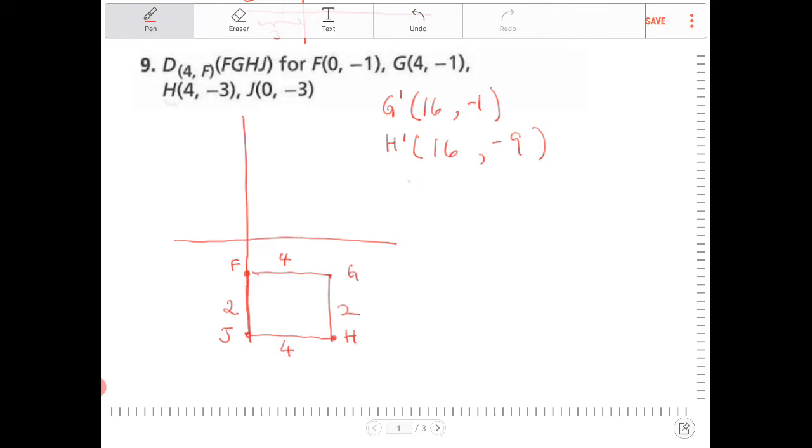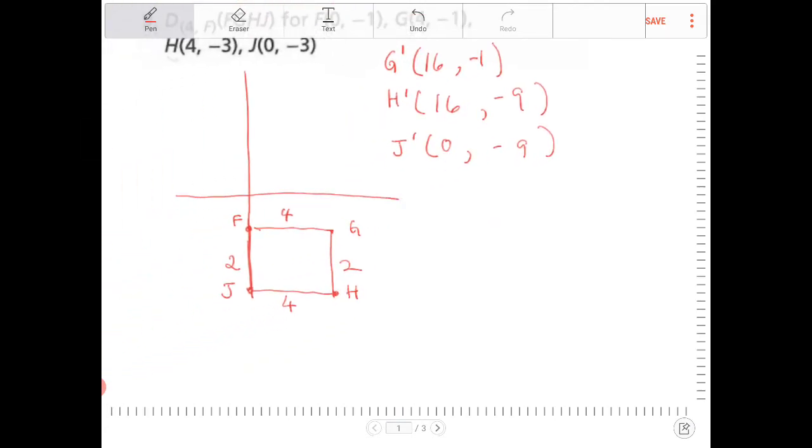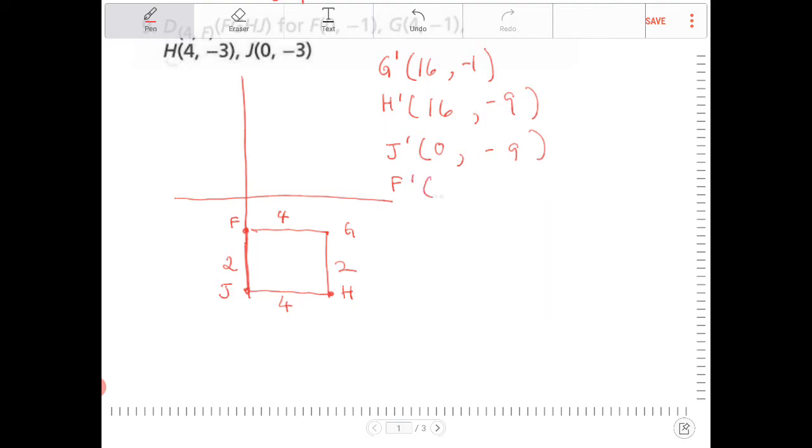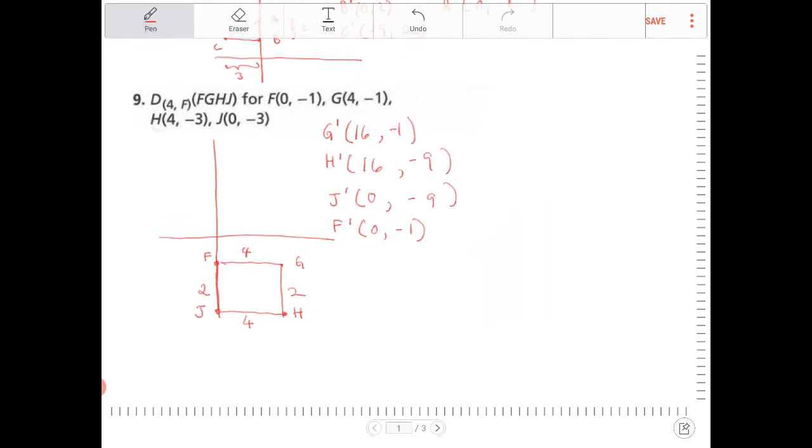And then J prime, okay, we're going to go down 8 from F. F was originally at (0, -1), so it's going to be (0, -9). All right. And F prime, of course, remains where it was because we're dilating over that point, so it's (0, -1).